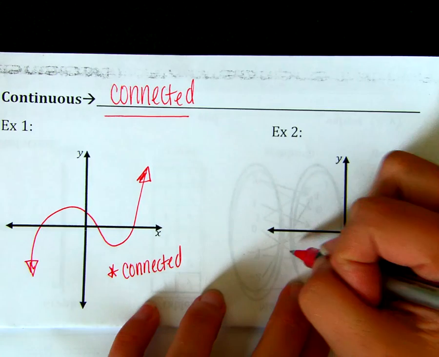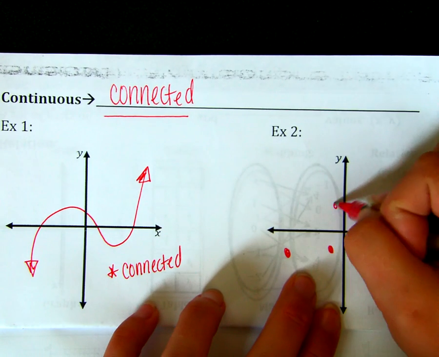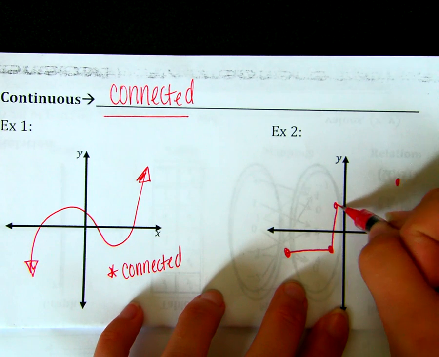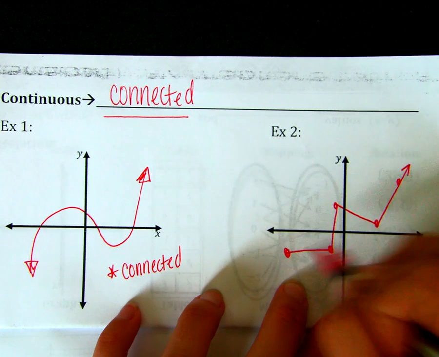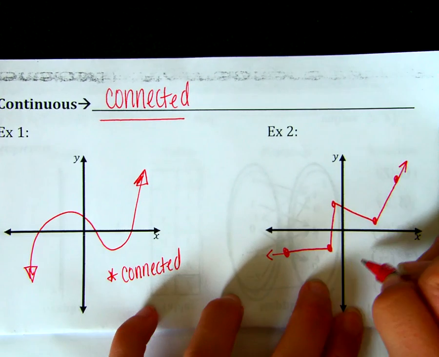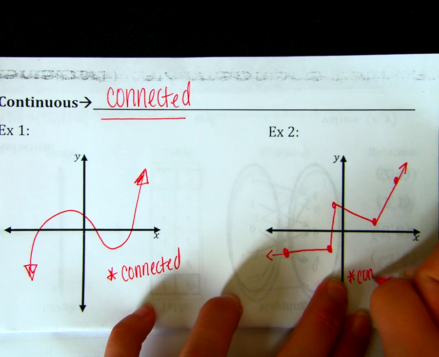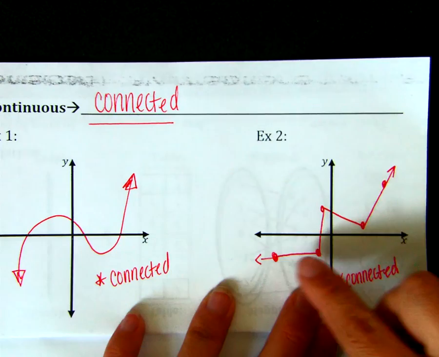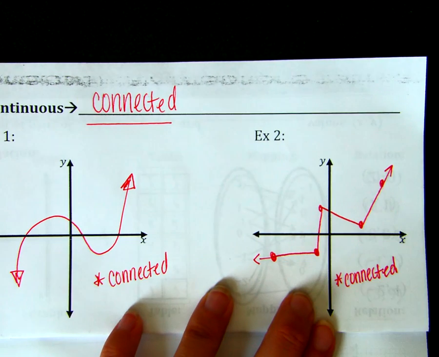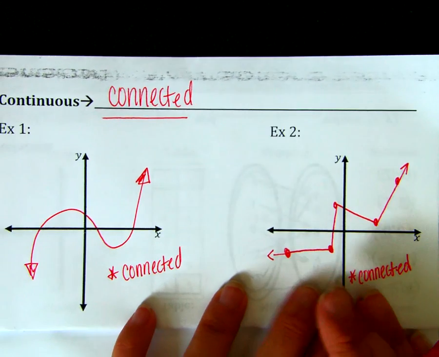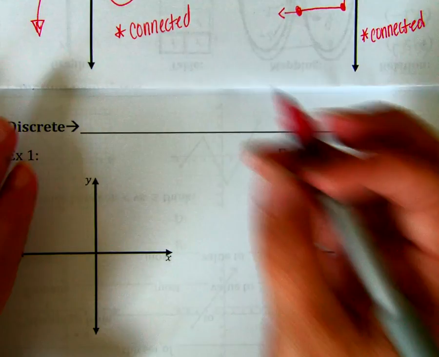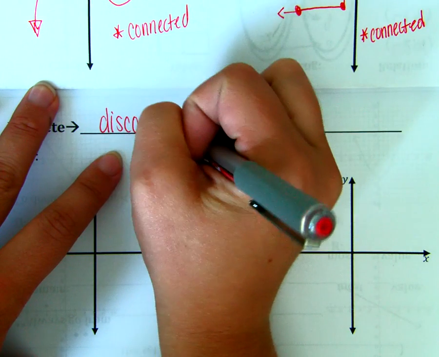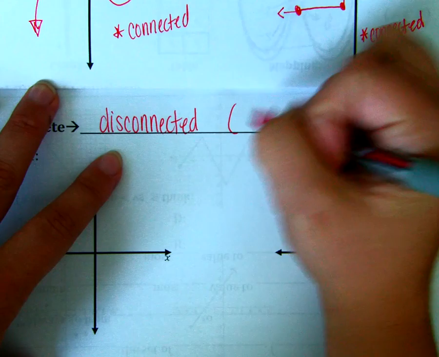Sometimes y'all will see scatter plots like so, but if they are connected, then that means they are continuous. Anytime a graph has lines that are connected, that is a continuous graph. It's very simple. A discrete graph is the opposite. It means they are disconnected. And the most common discrete graph is a scatter plot.